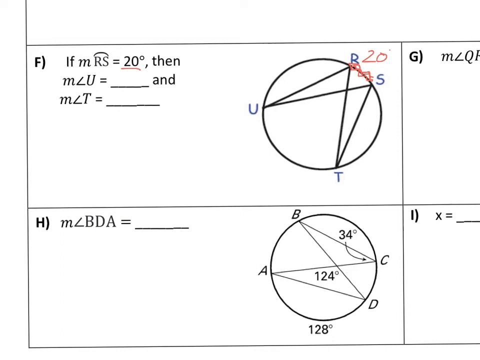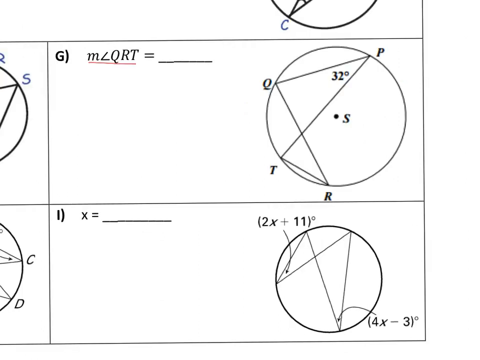Now, in this case, we have two inscribed angles that open up to that. So I can immediately solve for their angle measures because I know the intercepted arc measure that they open to. So I know that this inscribed angle is going to be 10, half the measure. This inscribed angle is going to be 10. All right, and that's what they're asking for, the measure of angle U and the measure of angle T.